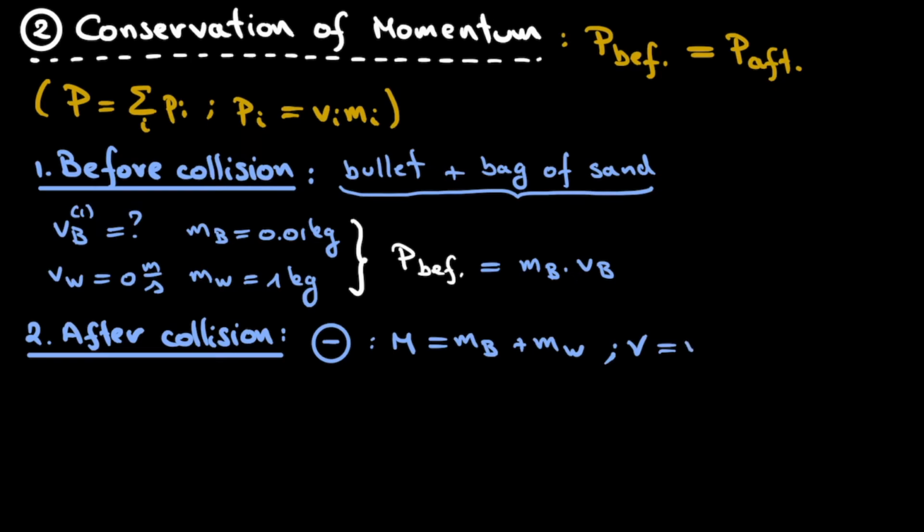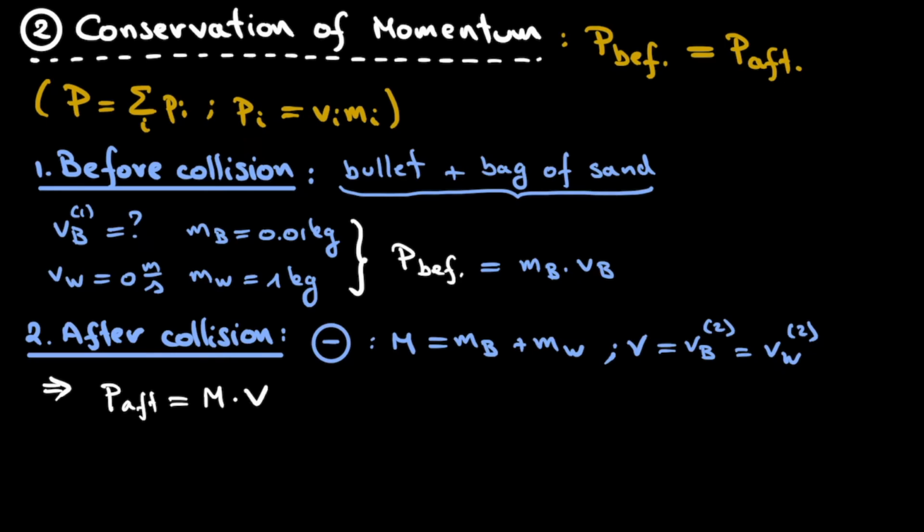And of course we know that this will be the velocity of the bullet after the collision, but it will also be equal to the velocity of the bag of sand after the collision, because both the bullet and the bag of sand will have the same velocity. Using these definitions, we know that the total momentum of the system after the collision will simply be the momentum of the system bullet plus bag of sand together. So we know that the total momentum after the collision will simply be the mass of this total system, which is the mass of the bullet plus the mass of the bag of sand, multiplied by its velocity.